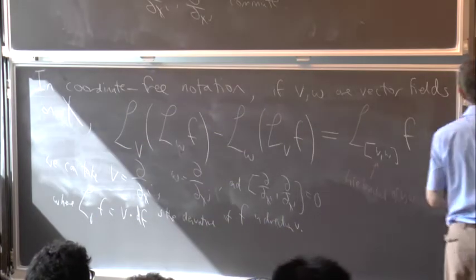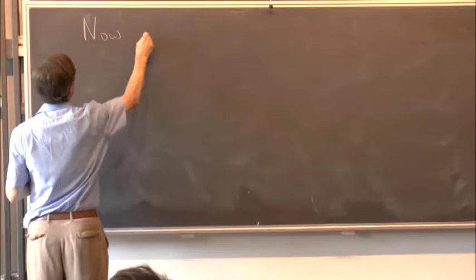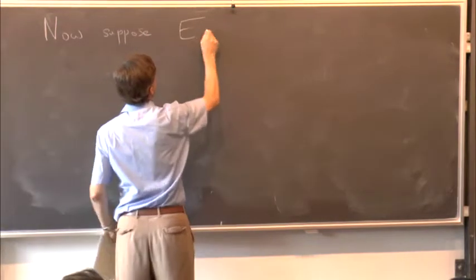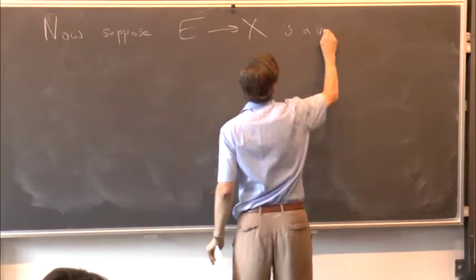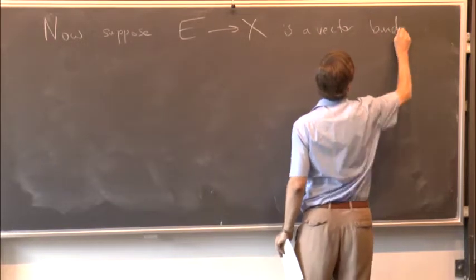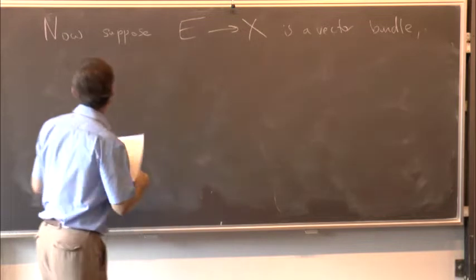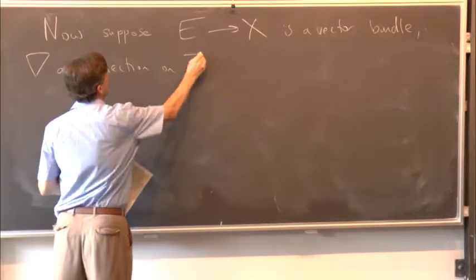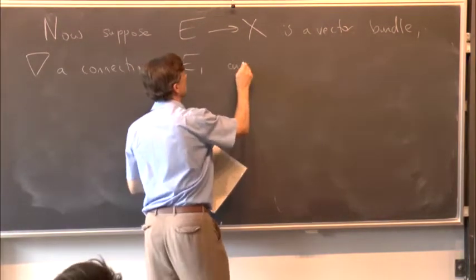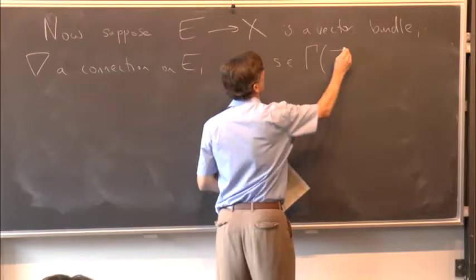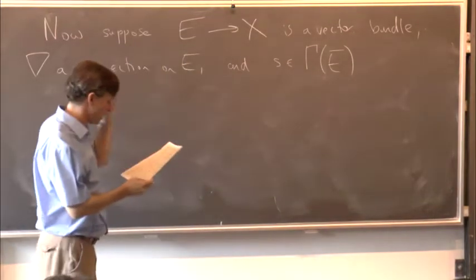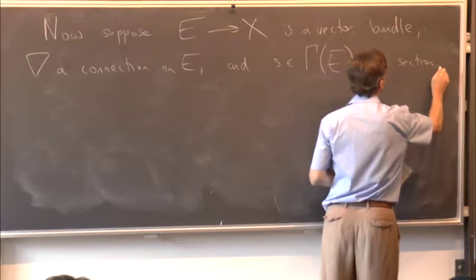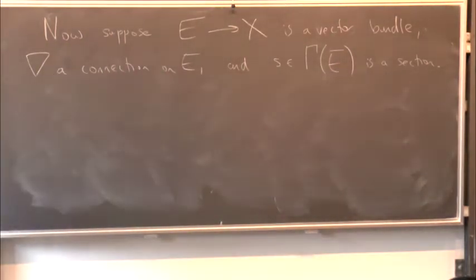Right. So now let's suppose that E over X is a vector bundle, and ∇ is some connection on E, and s is a smooth section of E. Okay, so we can ask if this picture here still works.